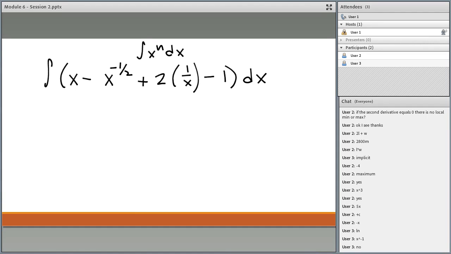So now I can use the power rule, which says x to the n, n being the exponent, is 1 over n plus 1, x to the n plus 1, plus a constant. We only need to put one constant, and we'll just put that one at the very end. So what is n in this first term?